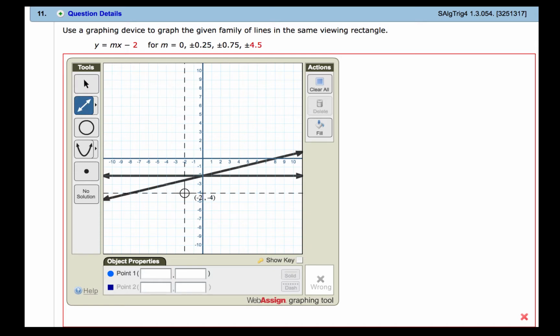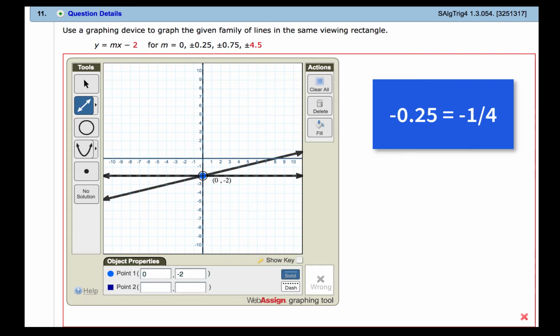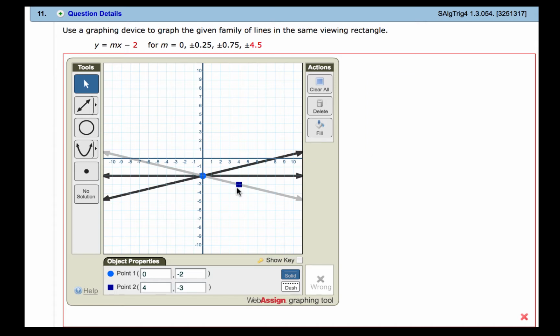Next, we'll graph the line y equals negative 0.25x minus 2. Again, we have a y-intercept of negative 2, but this time the slope is negative 1/4. So from there we'll go down 1 to the right 4 and place another dot, and that creates the line y equals negative 0.25x minus 2.